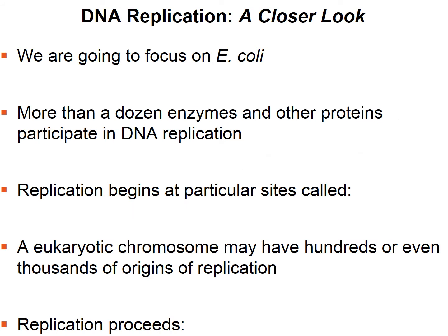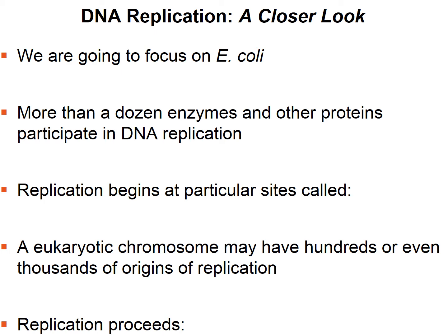Now we're going to look at DNA replication in a little more detail, and we're going to focus on E. coli. More than a dozen enzymes and other proteins participate in DNA replication. Replication begins at particular sites. These are called origins of replication, which are short sequences of DNA. This is where replication begins, and it's where the two DNA strands initially separate from each other. They form what's called a replication bubble.